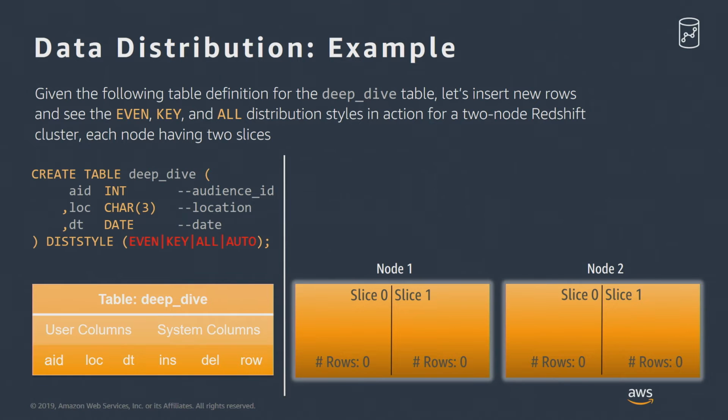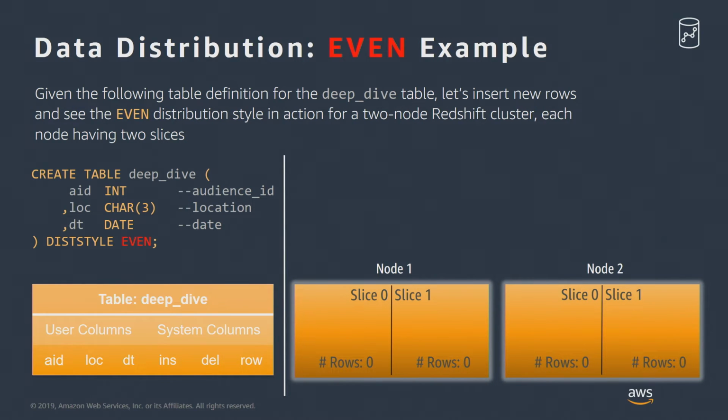Now let's see the example of different distribution styles. In this example, this is a deep dive table with 3 columns: audience, ID, location, and date. Now let's see how the data is going to be stored into the node slices with the different distribution styles. So first is even.